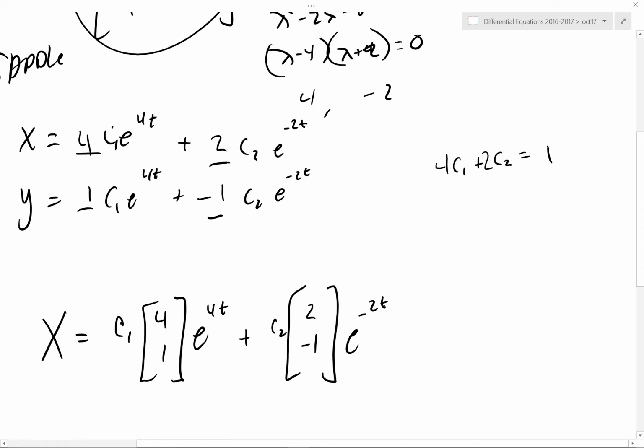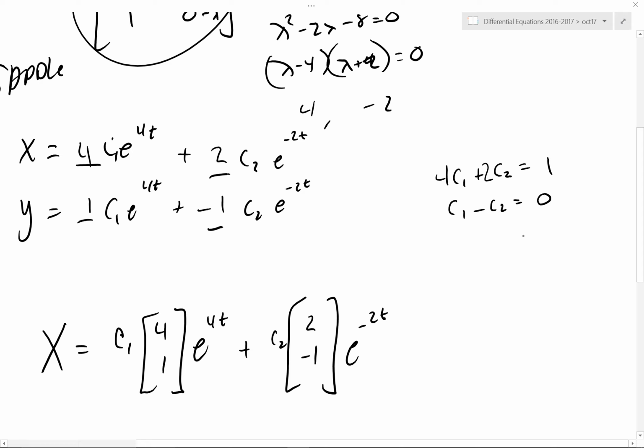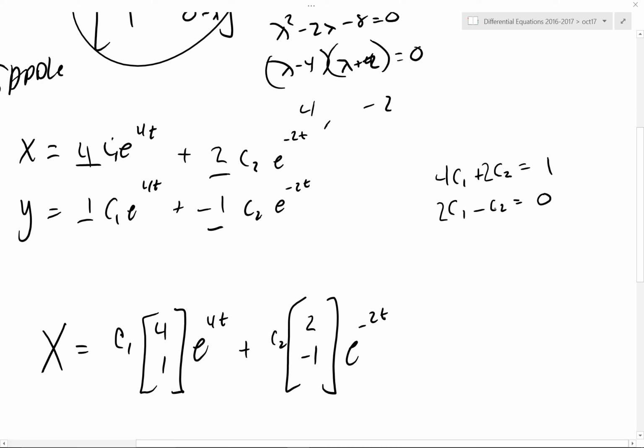And c1 minus c2 is equal to 0. Nice. Okay. My leg went to sleep. That's no fun. Let's times the bottom by 2, I guess, and then just go ahead and add. I get 6c1 is equal to 1. So c1 is 1/6.